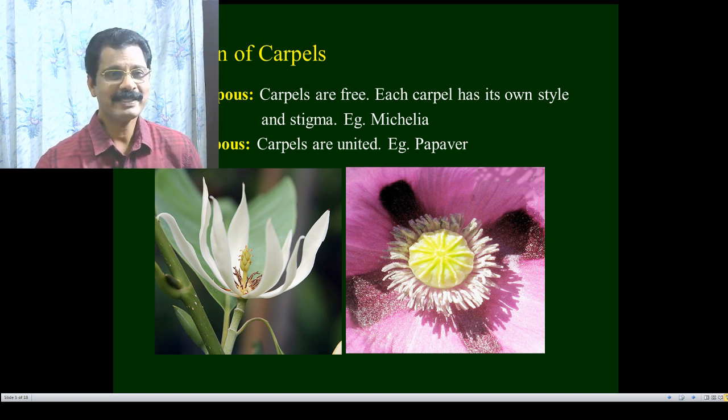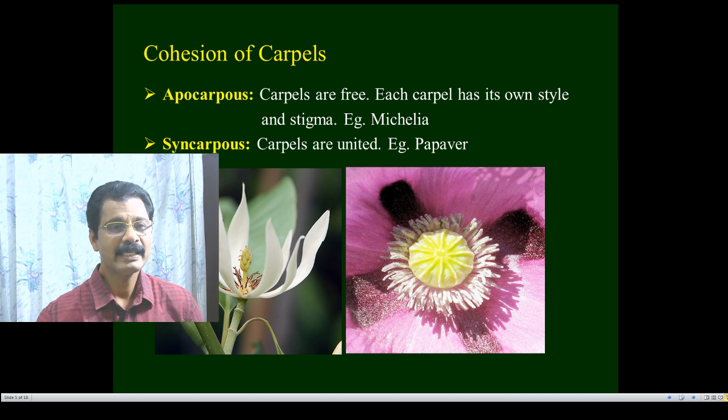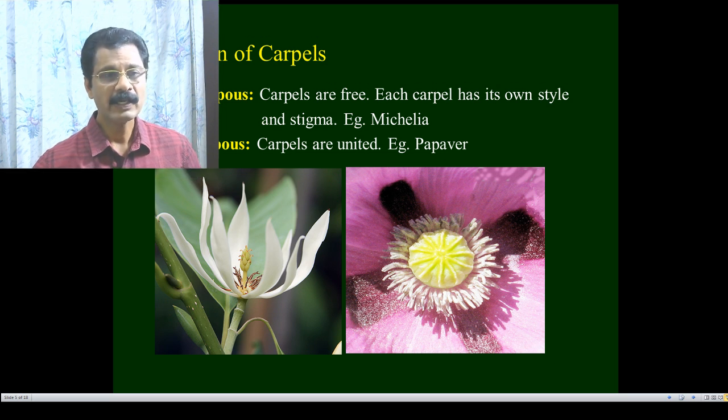Then cohesion of carpels. Cohesion means fusion. If the carpels are fused or united together, then it is called syncarpous. If the carpels are free from one another, each carpel has its own style and stigma, then it is called apocarpous pistil. Example, Michelia. Syncarpous, you can see poppy, Papaver. Carpels united together is syncarpous, and free from one another is apocarpous.